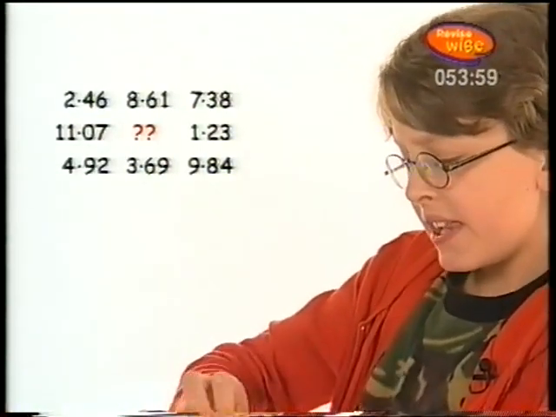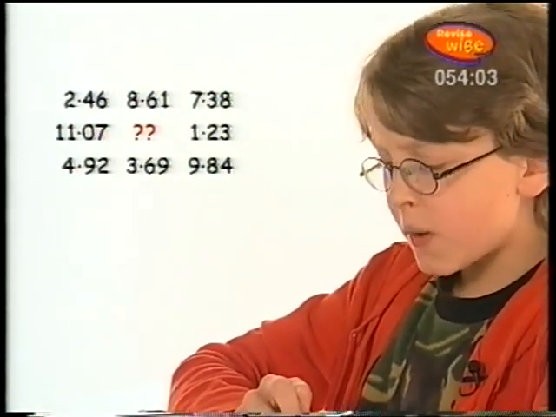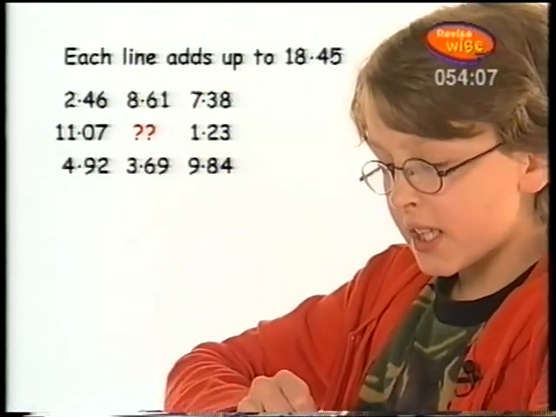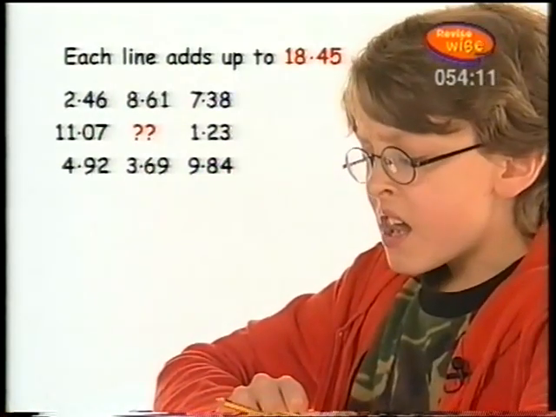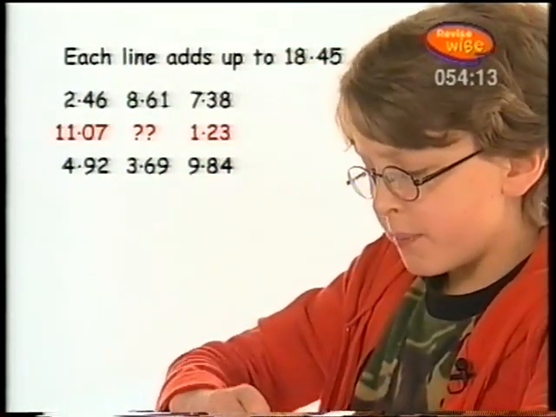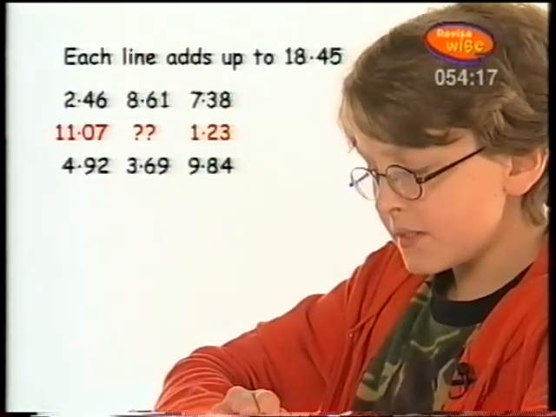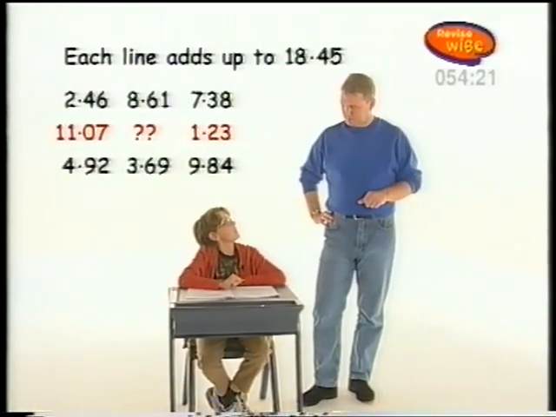And where do you go then? Right. I've got to find the missing number in the middle of the square. Now, the question tells me that each line in the square must add up to 18.45. That's right. If I take the row across the middle, I need to add up the numbers I've got and then take them away from 18.45.